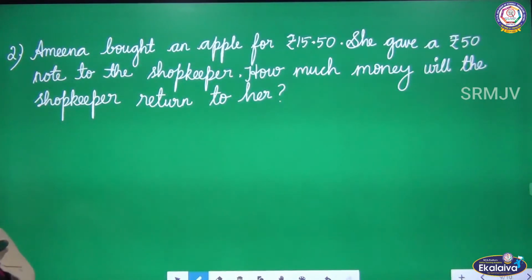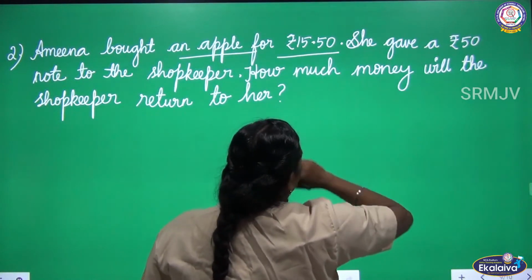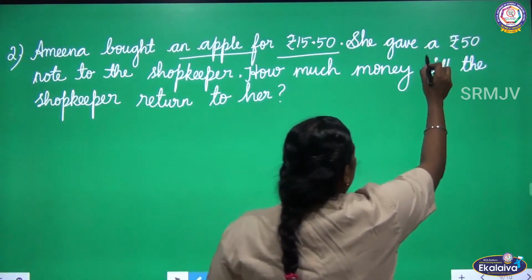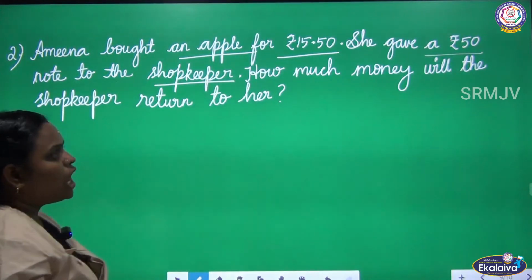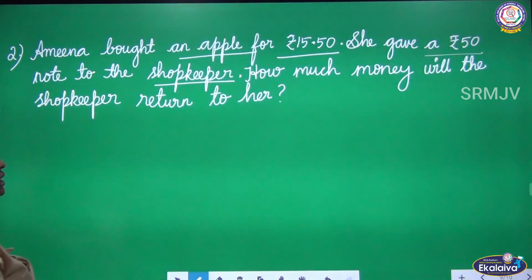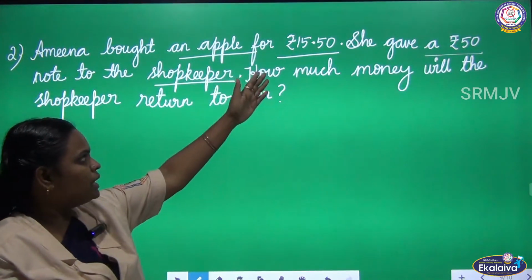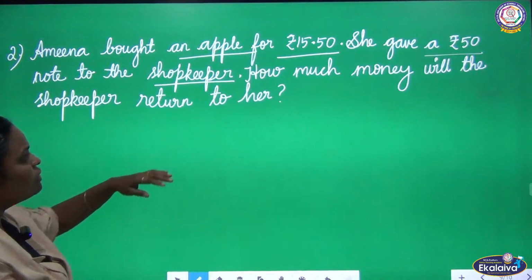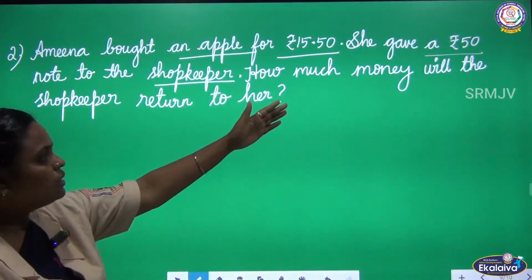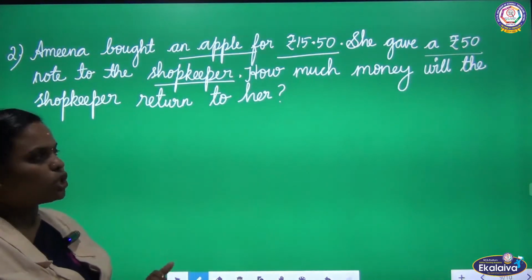Next one, we are going to see a word problem. Amina bought an apple for 15 rupees 50 paise. She gave 50 rupees to the shopkeeper. How much money will the shopkeeper return to her? So what is the cost of an apple? Cost of an apple is 15 rupees 50 paise. Then how much did she give to the shopkeeper? 50 rupees. How much money will she get back from the shopkeeper?